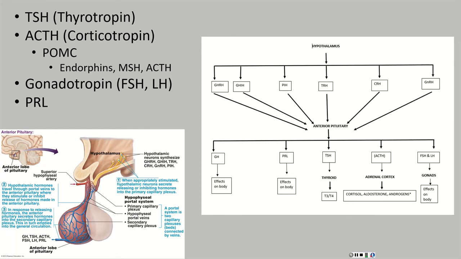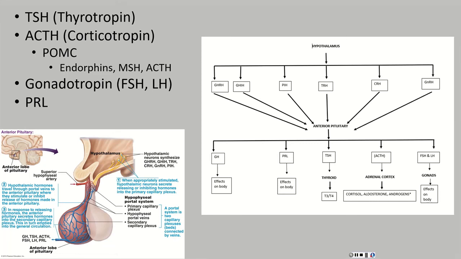Hypersecretion of TSH can lead to one type of hyperthyroidism. We're going to talk about hyperthyroidism when we get to the thyroid gland, but one type of hyperthyroidism can be caused by excess TSH. And that results in elevated T3, T4, which we will come back to in our next lecture when we talk about the thyroid. Hyposecretion of TSH can lead to, in children, something called cretinism, which is congenital hypothyroidism. In adults, it leads to something called myxedema.